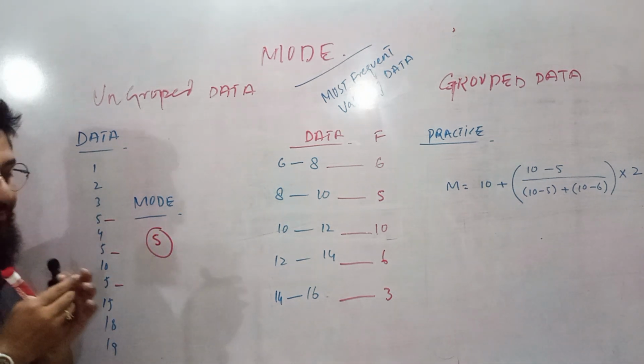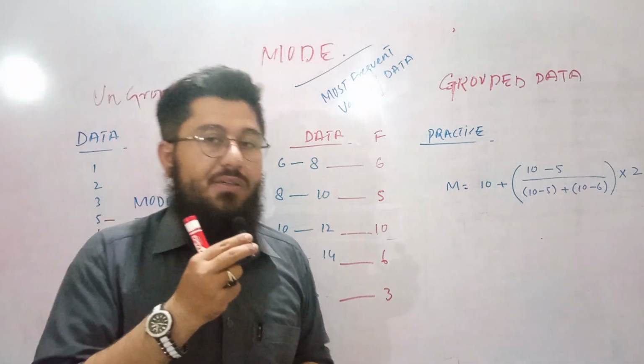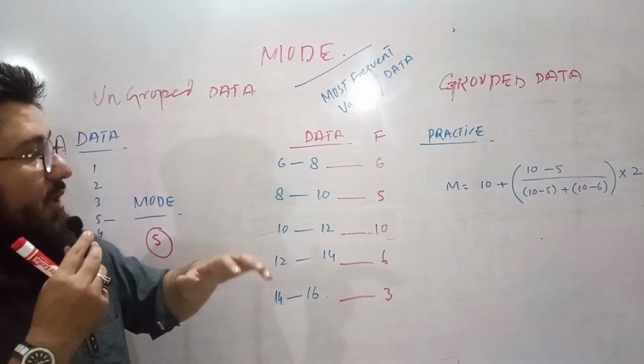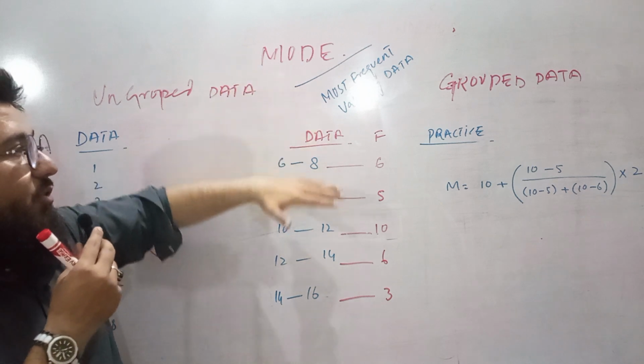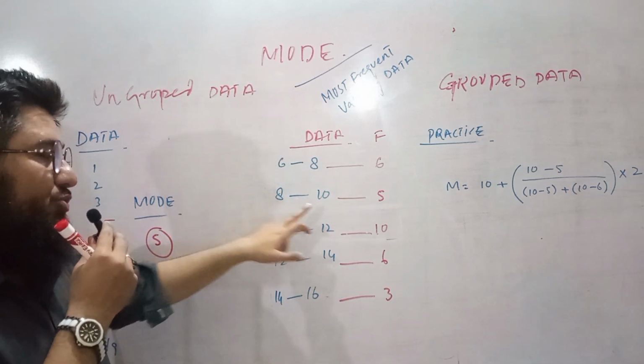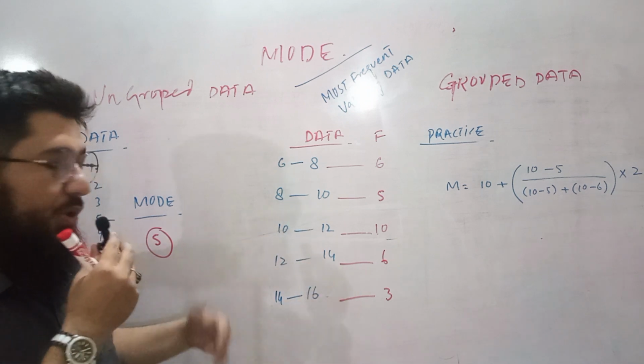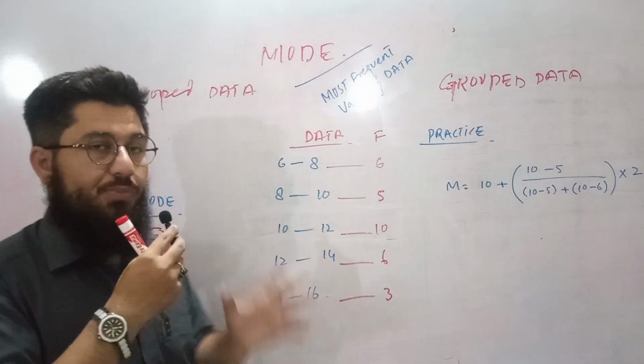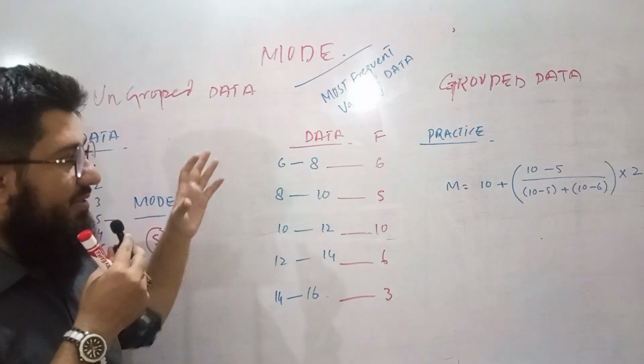Okay, easy one. Now, a little bit difficult, not that much, but a little bit. That is finding the mode for grouped data. Here we have data which is in group form: 6 to 8, 8 to 10, 10 to 12, 12 to 14, 14 to 16. This is our grouped data. Now let's solve this grouped data.